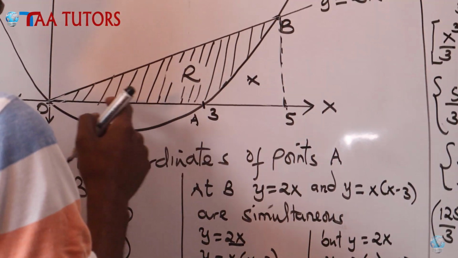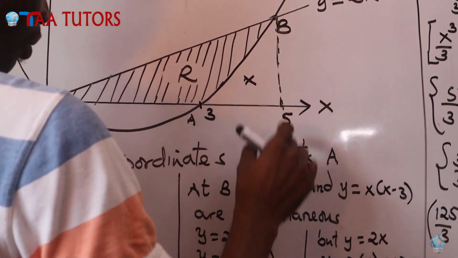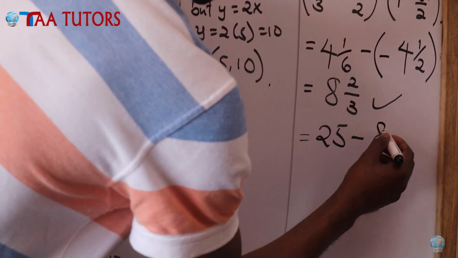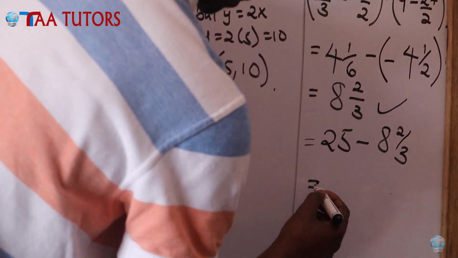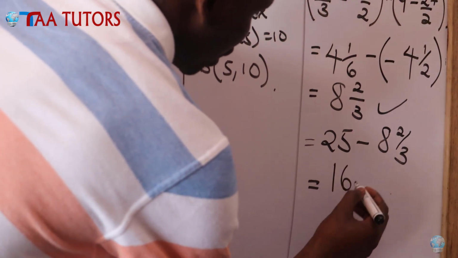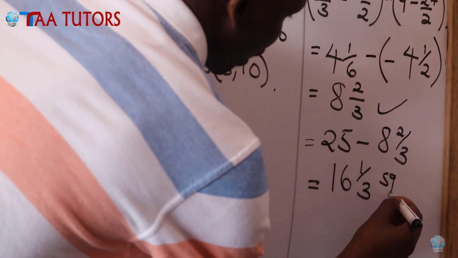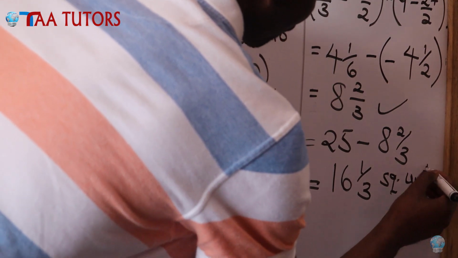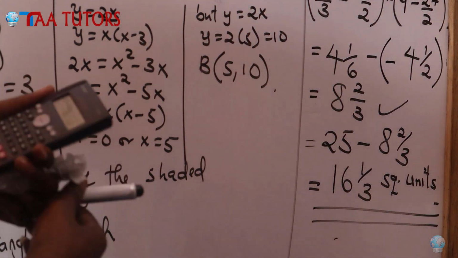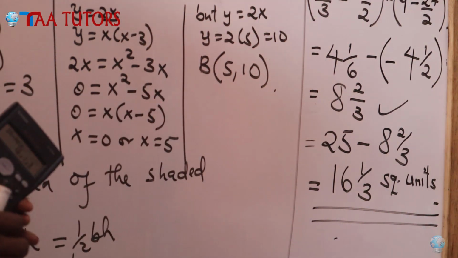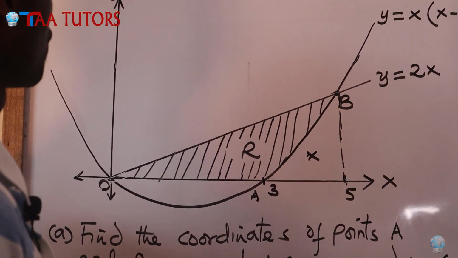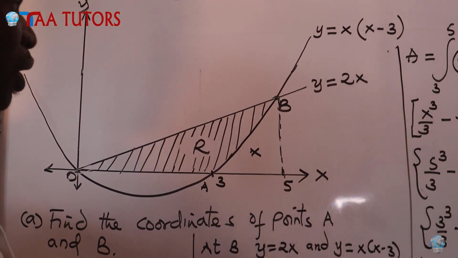So what we are going to do is subtract this area from the area of the triangle, which is 25 minus 8 and 2/3. So 25 minus the answer should be 16 and a third square units. This can also be 49 over 3 or 16.33 square units. So viewers, you see, it's not a big deal to work out these areas. We want to do the last example, example 7, to see how we can deal with it.